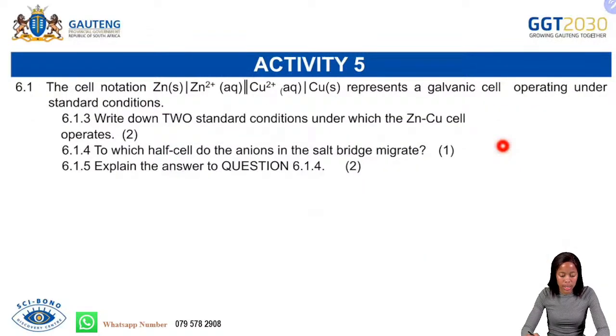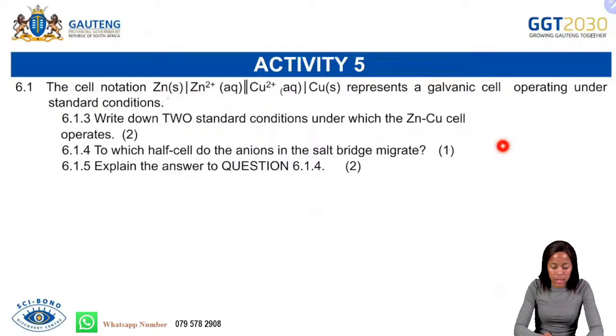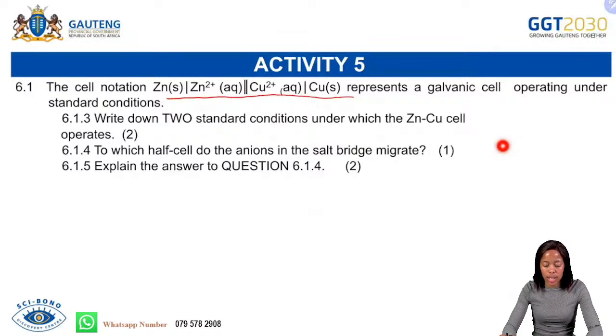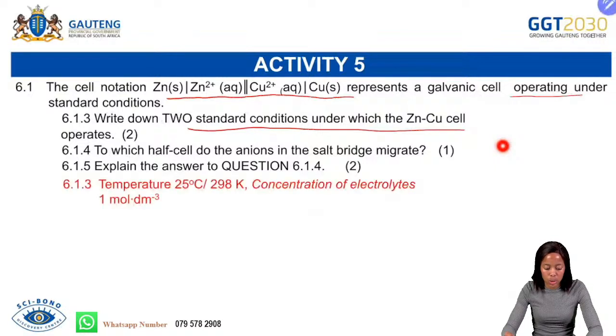Then the next one says the cell notation, Zn solid, Zn2+ aqueous, to Cu2+ aqueous, and Cu solid, represents a galvanic cell that is operating under standard conditions. 6.1.3 says write down the two standard conditions under which the zinc copper cell operates. So the two standard conditions are your temperature and your concentration there.